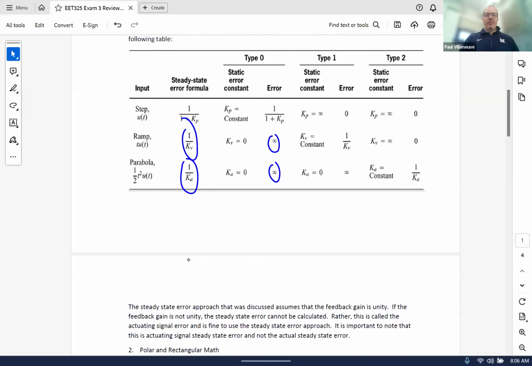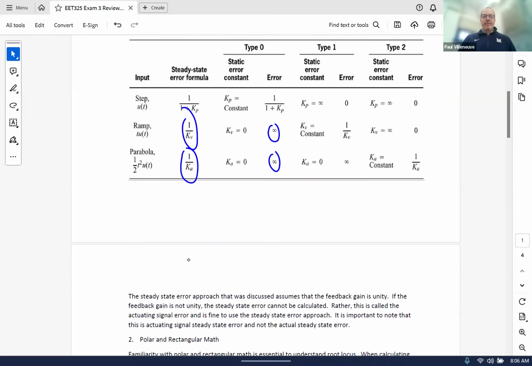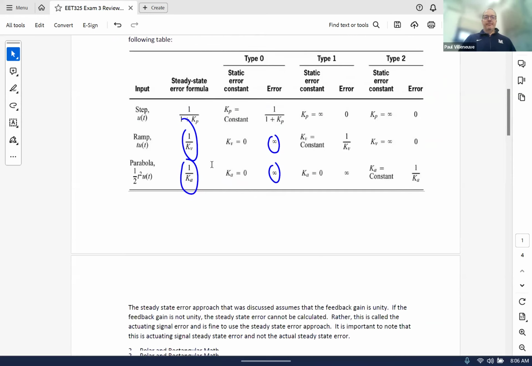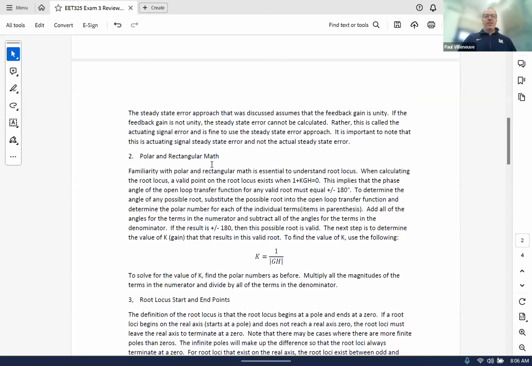Really, it's just using that table. If you have non-unity feedback, don't worry about it. Just include it in your open loop gain, your GH. Questions? I mean, that's the H. The H is the feedback. Yep. That's the feedback element.